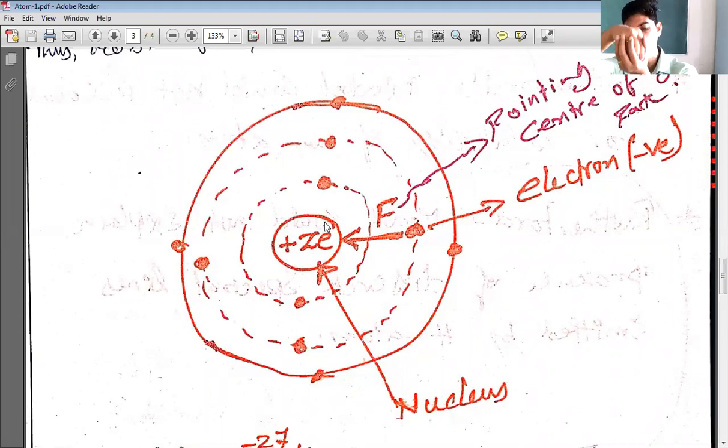Once the electron falls into the nucleus, that means the destruction of atomic structure. Where positive and negative charges meet and combine, the atomic structure gets destroyed.